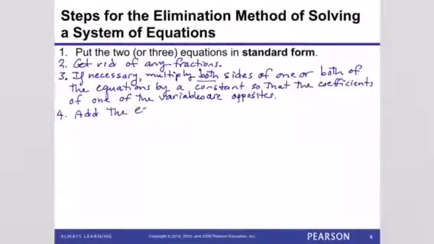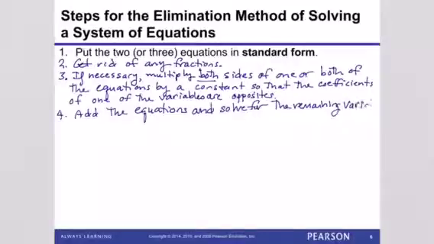Add the equations and solve for the remaining variables. Okay, you'll be left with one variable. Then you want to solve for that variable. Okay, step 5.